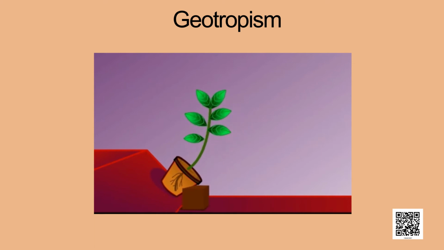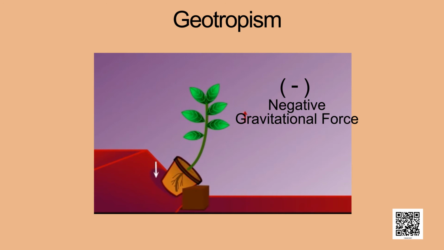If we keep a potted plant horizontally on the ground, we see that the stem of the plant changes direction and grows upwards, and the root also changes direction and grows downwards. The upward movement of shoot is negative geotropism and the downward movement of root is positive geotropism.